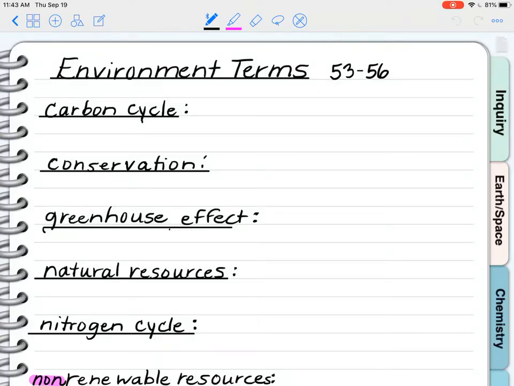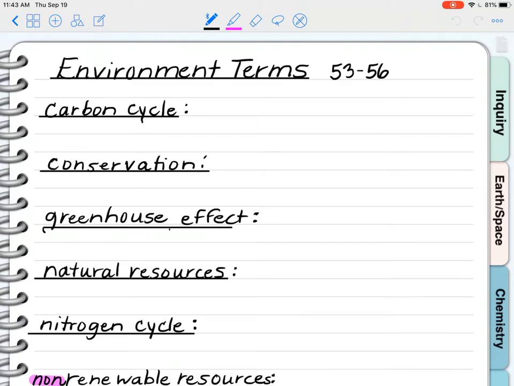Hello there, and welcome back for our terms about the environment. I'm in your student work text on page 19, and I am in the textbook on page 53. So if you have the textbook and you want to follow along there, you can certainly do that.